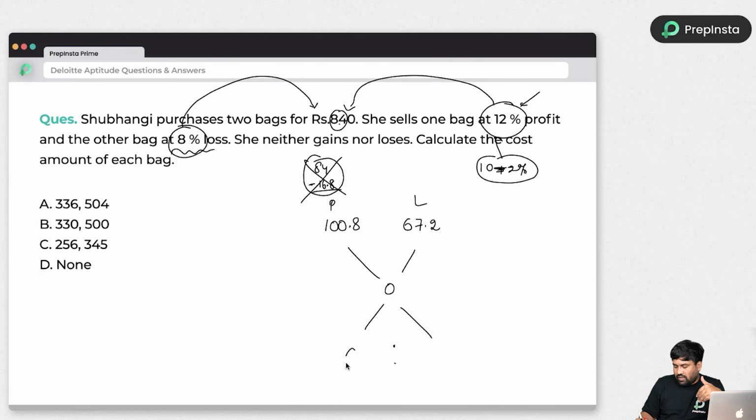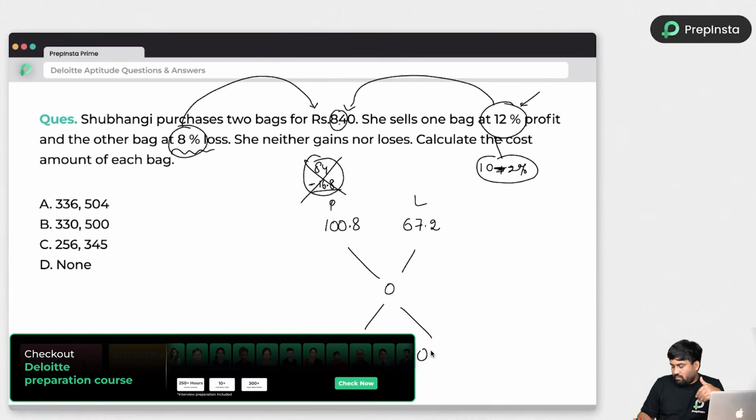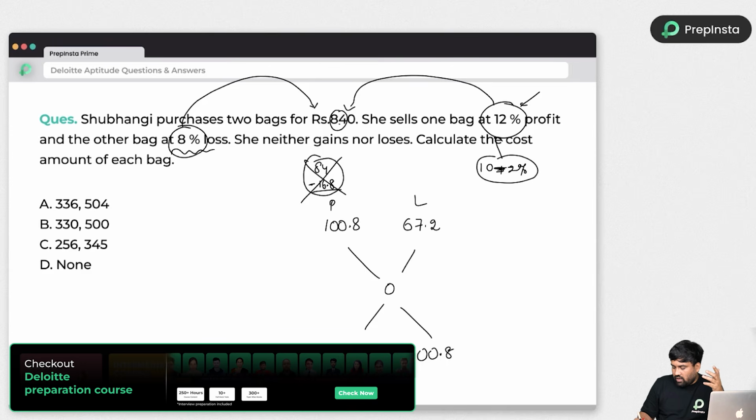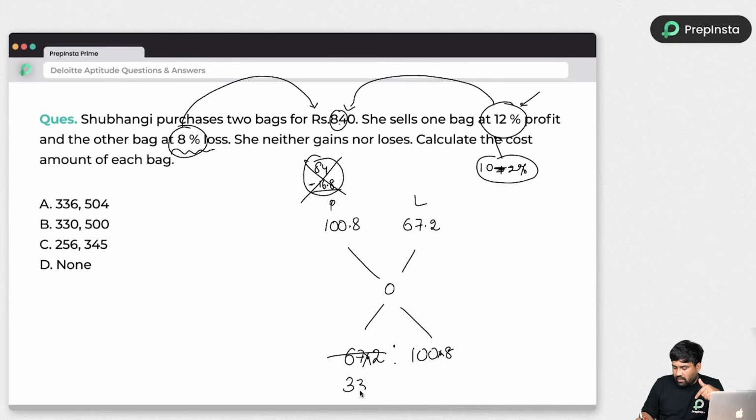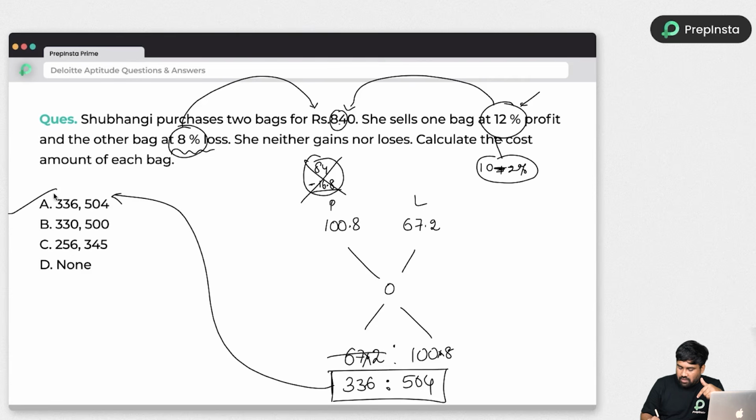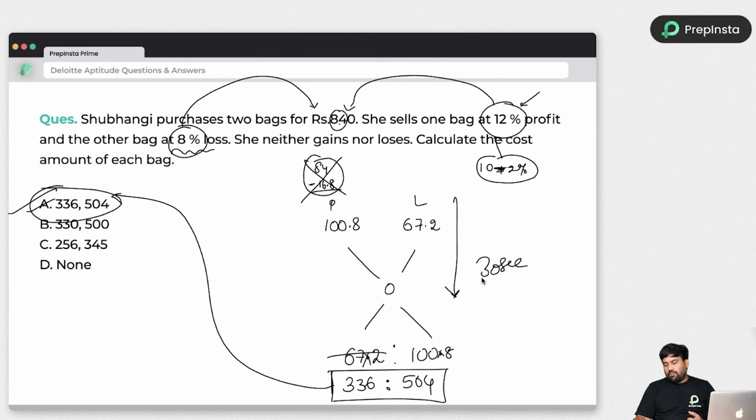67.2 with 0, the difference is 67.2, and 100.8. So the decimals got cancelled, and cancel with 2, we get 336 and 504. So these are the bag prices. So option A is correct. Very simple. Whoever does it by this method can complete the problem in just 30 seconds.